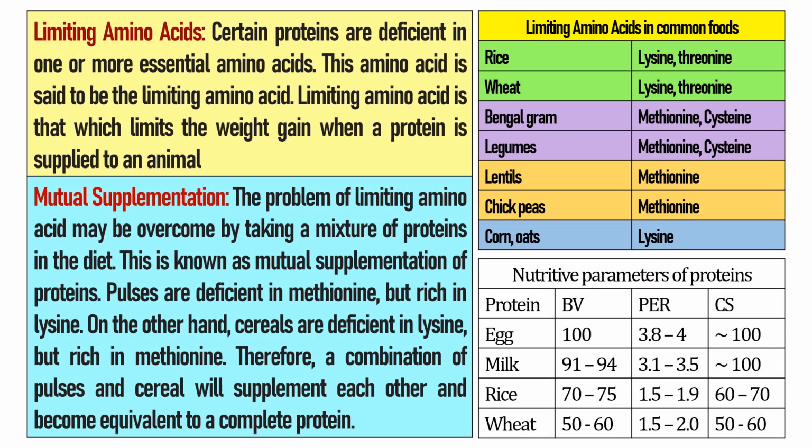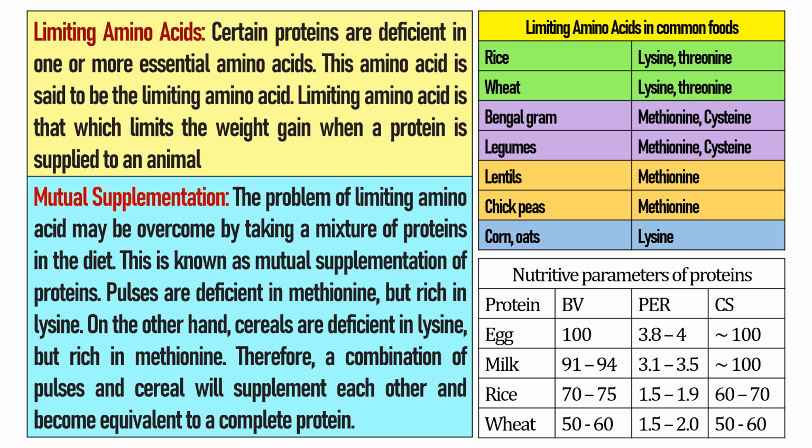What are limiting amino acids? Certain proteins are deficient in one or more essential amino acids. This amino acid is said to be the limiting amino acid. The limiting amino acid is that which limits weight gain when a protein is supplied to an animal. The problem of limiting amino acid may be overcome by taking a mixture of proteins in the diet.